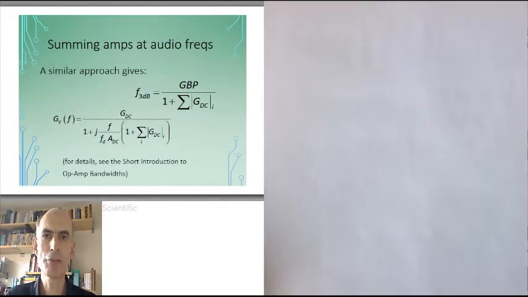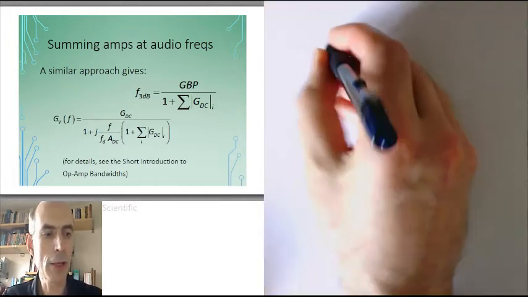I don't really have time here to go through the corresponding case for summing amplifiers. The algebra gets a bit tedious. For details, if you're interested, have a look at the short introduction to op-amp amplifiers document. It is different from the case of the inverting amplifier, and it's different in a very interesting way once you go through all of the algebra.